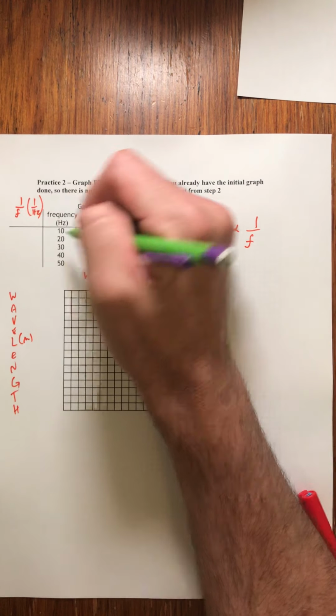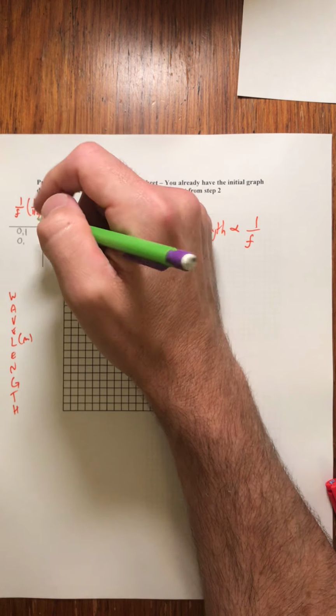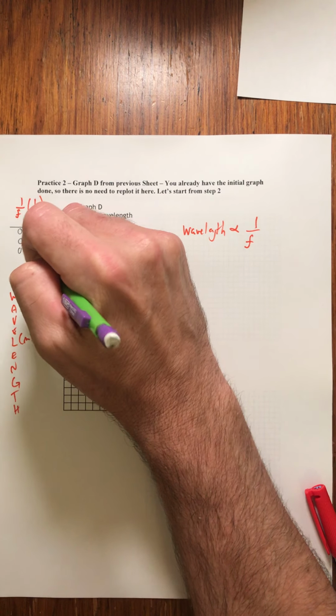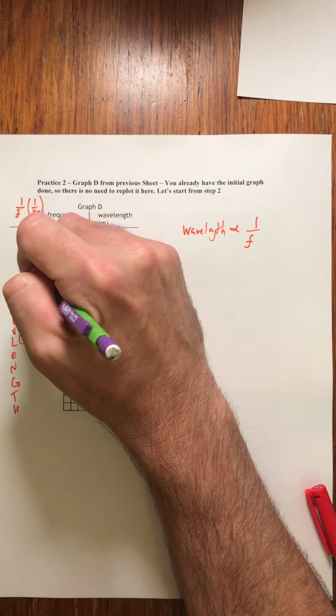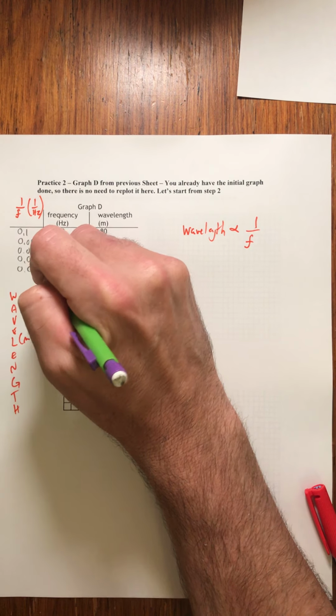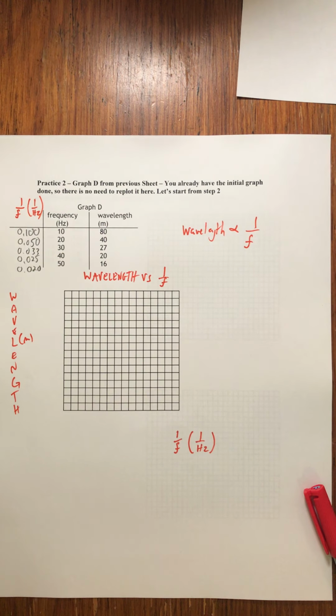So let's do this. 1 over 10 is 0.1, 1 over 20 is 0.05, 1 over 30 is 0.033 repeating, but let's just call it a day there. 1 over 40 is 0.025, and 1 over 50 is 0.020. I'll just make them all the same sig figs for the sake of argument. Okay, there's our data. So why don't you take a second, stop the video, and plot your graph.